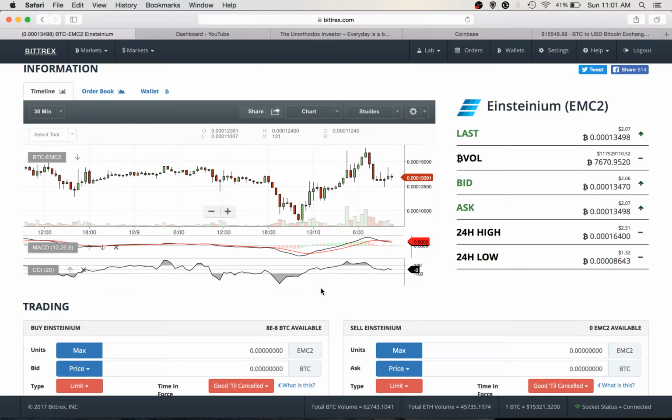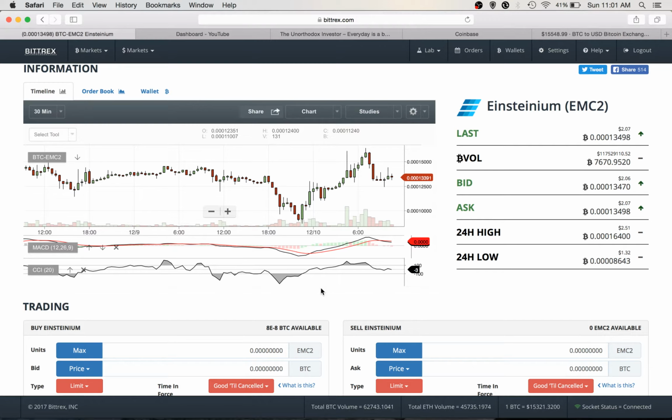And as you can see, the moving averages and the CCI start to work in conjunction, and you'll start to see prices and stuff move in the same direction, because most traders are all looking at the same stuff.